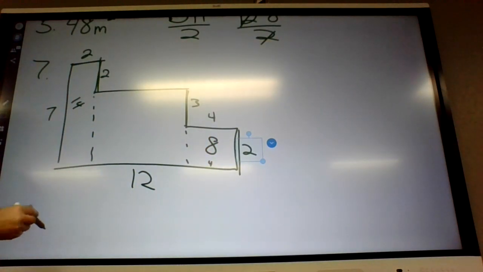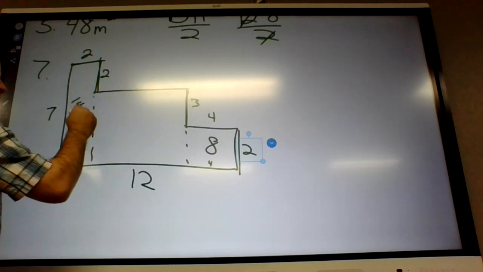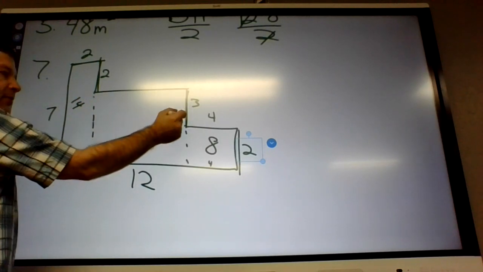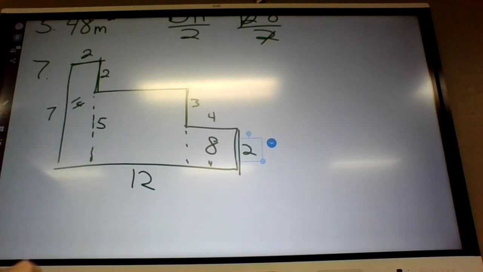Okay, similar trick for this. How tall would this rectangle be from here to here? That'd be like 5. 3 and 2. That'd be like 5. Or you could say 7 minus 2.